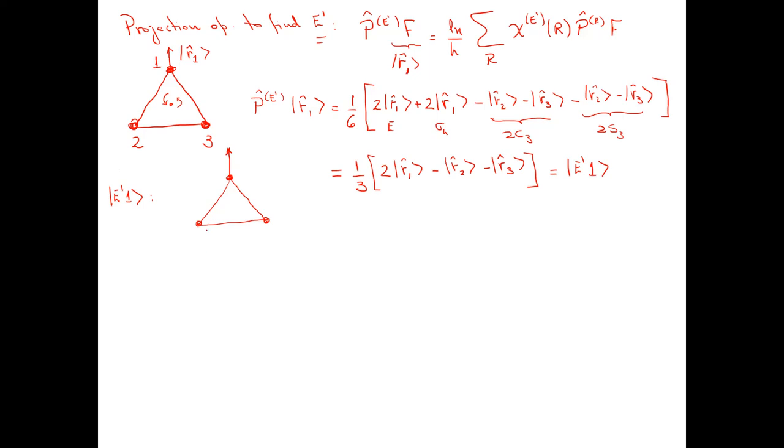And on 2 and 3, we have the opposite sign, so inward, and the magnitude is twice smaller. Okay, so this is one of the partners of the E prime representation. Okay, so what could be the other partner?